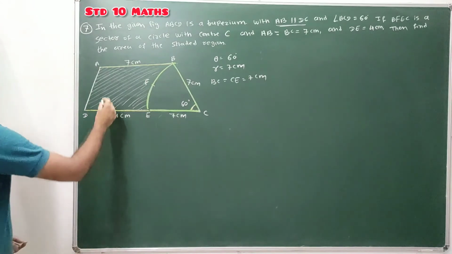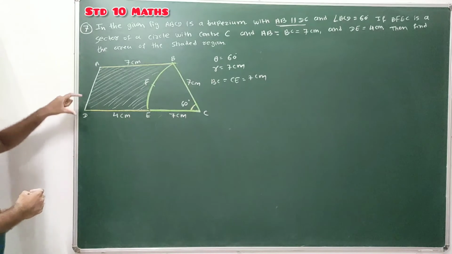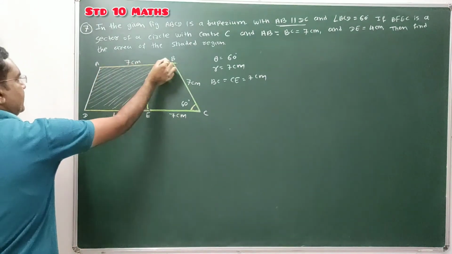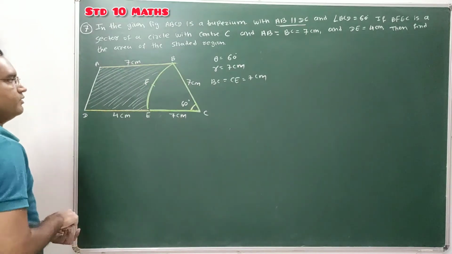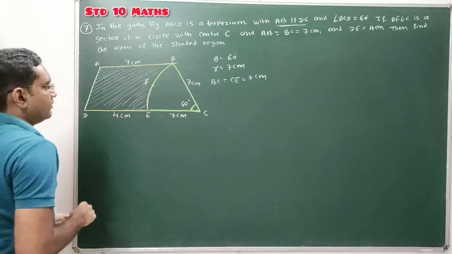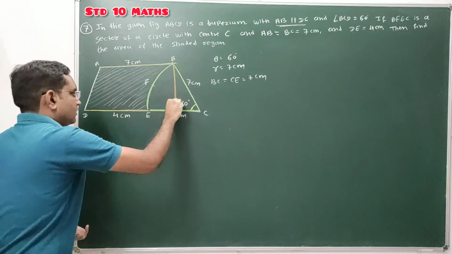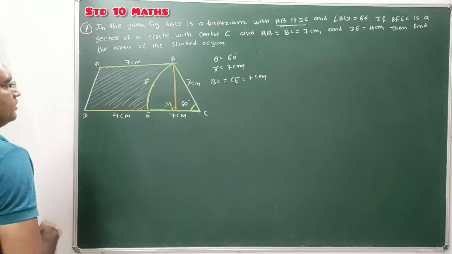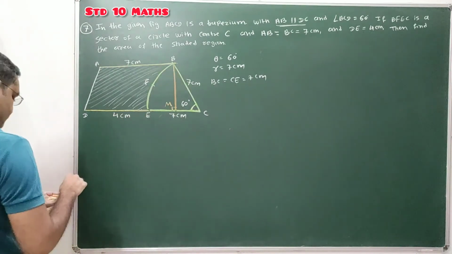So first you have to find the area of this trapezium. The formula to find the area of trapezium is half into the sum of two parallel sides and its height. So the parallel sides AB and DC are there, but the height of the trapezium is not given. So first we'll try to find the height of this trapezium. For that we will draw one perpendicular from here. Let's say BM, suppose BM perpendicular to AC. So this is the height of the trapezium.